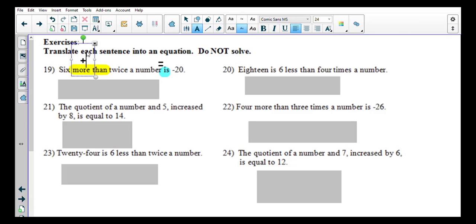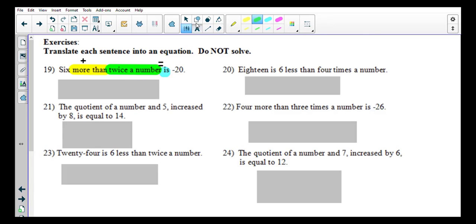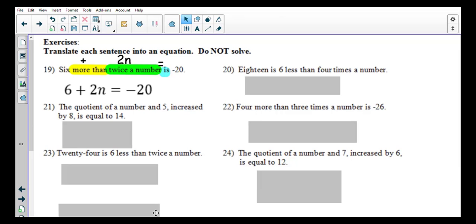And then when we say twice a number, I'm going to highlight this in green. Twice a number is going to represent 2 times your variable. So I'll choose a variable n here, and I'm just going to put 2n since I'm taking twice that number. So when we go to put all this together, we're going to have 6 plus 2n equals negative 20. So again, just translate it word for word. You just have to be familiar with some of these words and phrases.